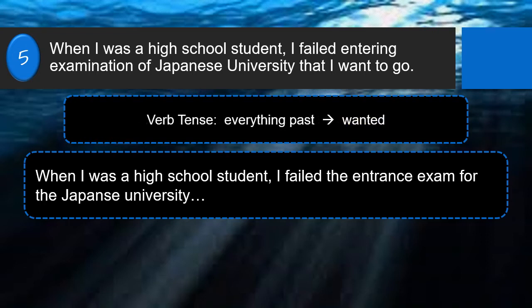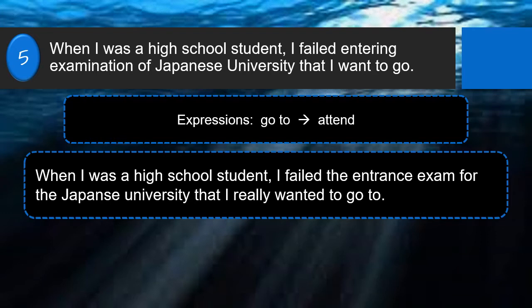Next, verb tense. Everything is past. Was a high school student. This sets the sentence as past, so all the verbs need to be past. Not want, but wanted. Also, expressions. First, you would say go to the university. You could use attend if you want to be a little more formal.